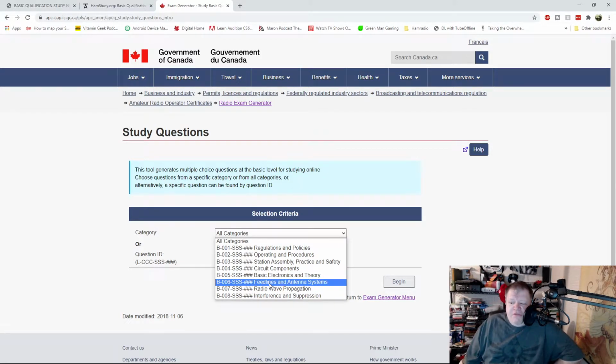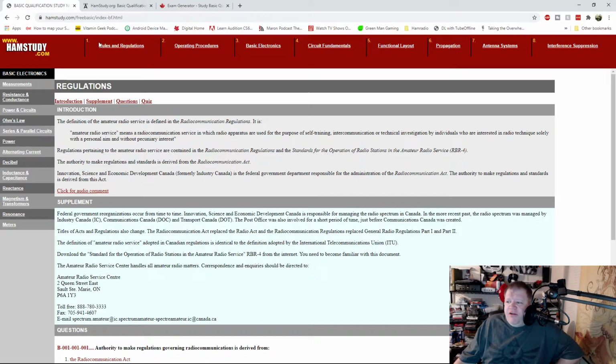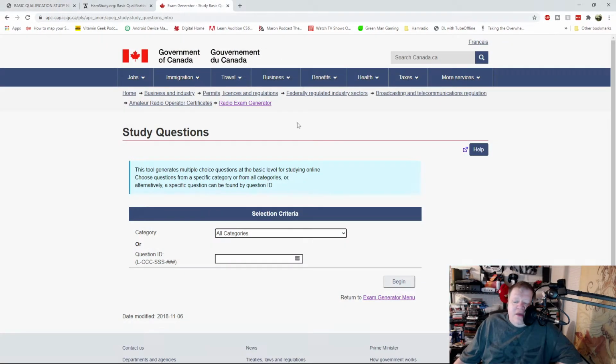You can select which category you're getting stuck on. So say you're having problems with feline and antenna systems, which is B6. You can go back to your basic here. And where you're getting stuck, you can go back to antenna systems, number 7. You can look at propagation if your questions are stuck on propagation. Fundamental layout. Now, one of the nice little things on this one that I like is that if you get stuck on a question or you're not sure, you can always type in the question ID here and find out what that question was and then go over it again.